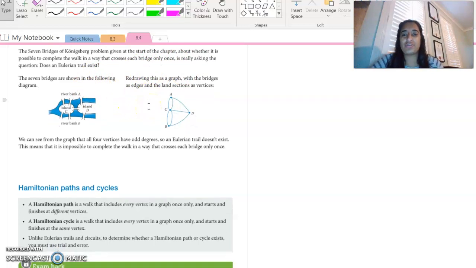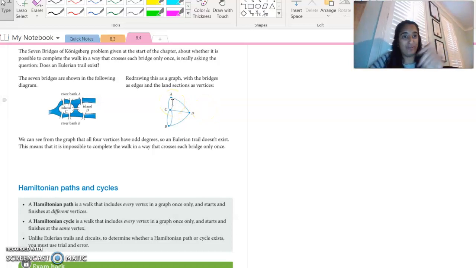So redrawing this diagram as a graph, you can see how many degrees each vertex is going to have, and we can see that all 4 vertices have odd degrees. Okay, so if they all have odd degrees, an Eulerian trail is not going to exist, because for an Eulerian trail to exist, there only has to be 2 of an odd degree. So it's basically impossible to complete the walk in a way that crosses each bridge only once. You can try starting at 1 and see if you can figure it out. You won't be able to for this one.